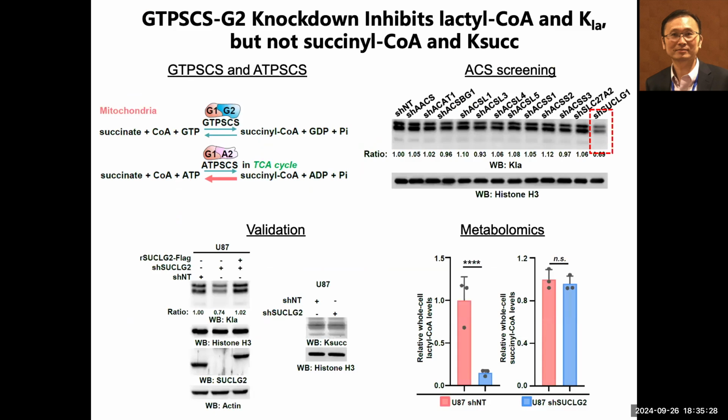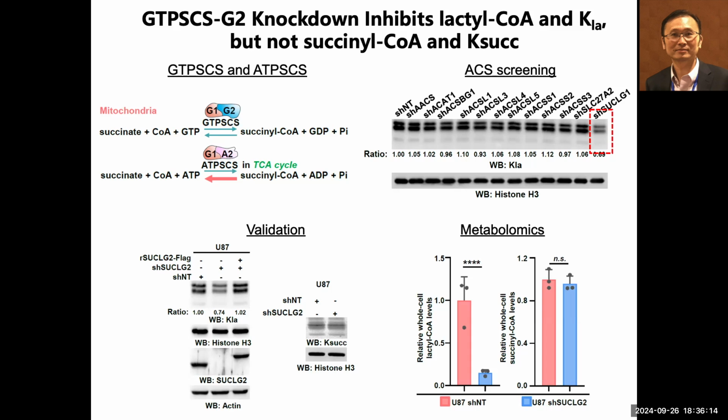Then we set out to screen for the enzyme for lacto-CoA synthesis. What we did is we went to the literature and protein databases and pulled out all the most relevant short-chain CoA synthetases. Then we knocked down each of these to ask which enzyme can reduce lacto-CoA, which enzyme can reduce histone lactation. And this is the result we observed when we knocked down SUCLG1, or succinate CoA synthetase G1 subunit. Histone lactation is drastically reduced.